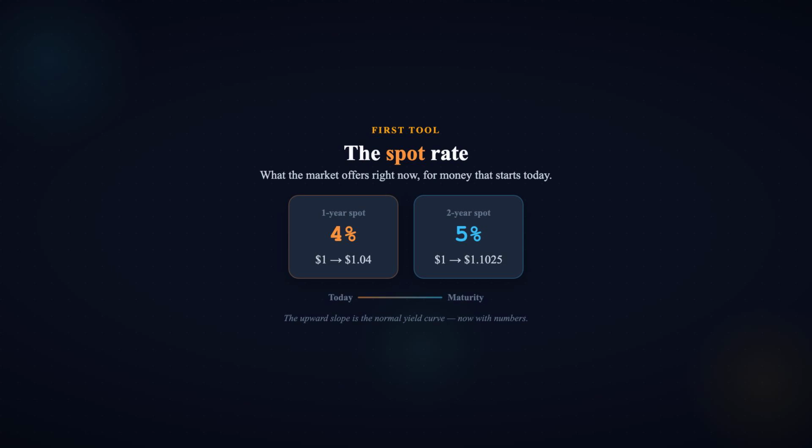Notice something. The 2-year rate is higher than the 1-year rate. That upward slope is the normal yield curve you met in Lesson 2. Now we are putting numbers on it instead of just drawing the shape.